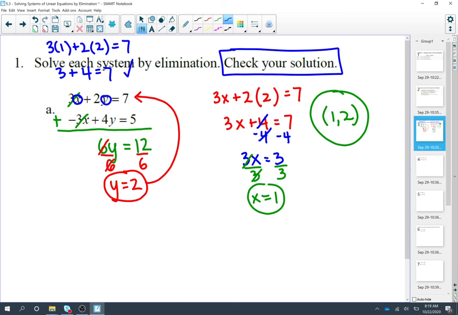But remember, with a system, just checking one equation is not good enough. You have to check both. So now I'm going to check the bottom equation. We have -3 times x, which we said was 1, plus 4 times 2, hopefully equals 5. So -3 plus 8 equals 5, and that is true. So our solution is good.